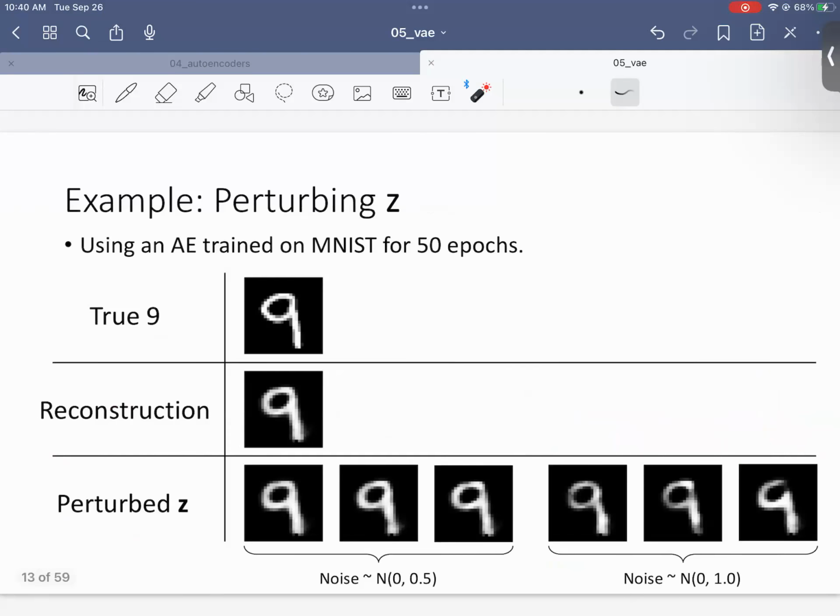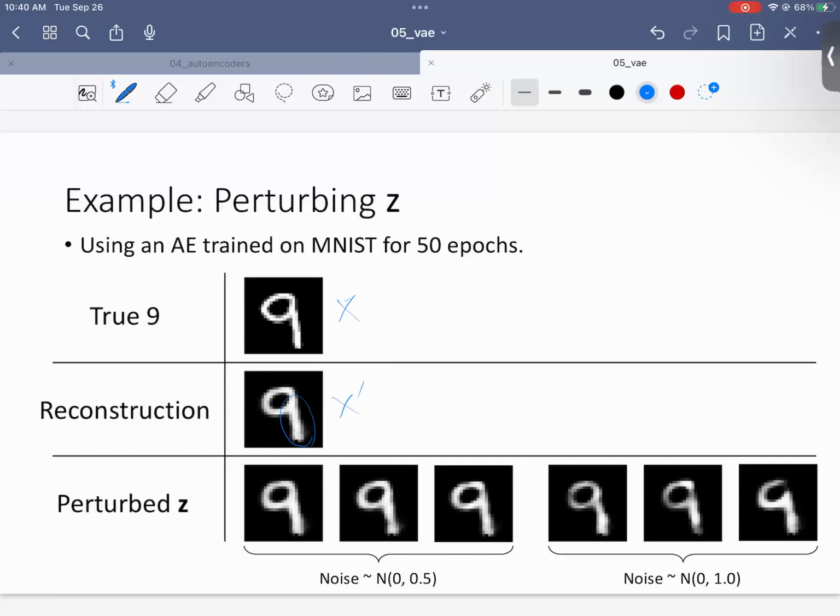So I prepared an example way back in the past. I took a trained autoencoder, trained on MNIST, and I randomly picked a 9. Its reconstruction is this, so it's a little bit blurrier. This is X, and this is X prime, the reconstruction. You can see it's a little bit blurry on this side, but it still looks good. We can tell that it's a 9.